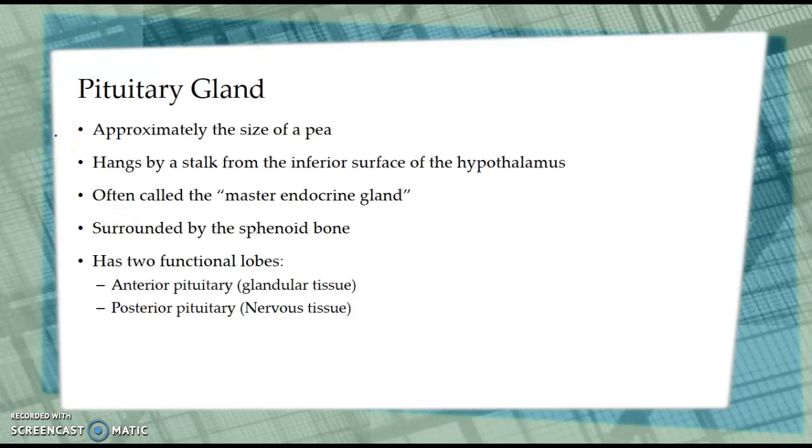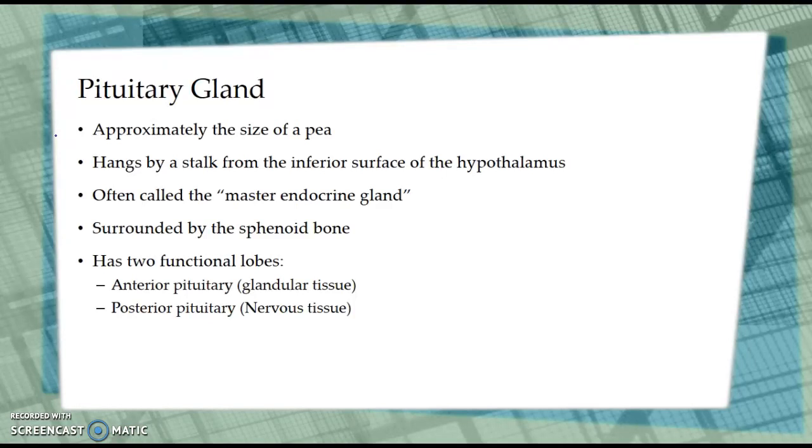So we'll do a little introduction to it, and then the next video will focus on all the different hormones. So your pituitary gland is actually in your brain. It hangs from the hypothalamus. It's very small. It's approximately the size of a pea. And we call it the master gland. And that's because it releases a bunch of different hormones that really control a lot of different aspects of your body.